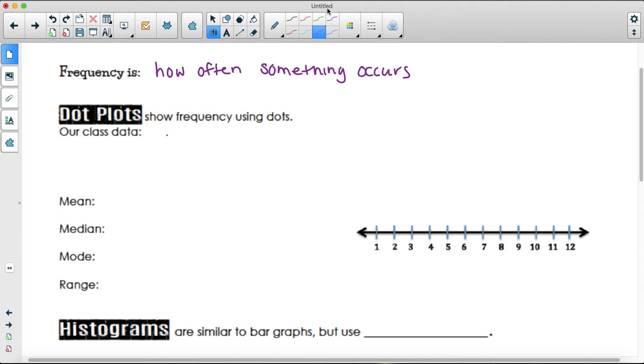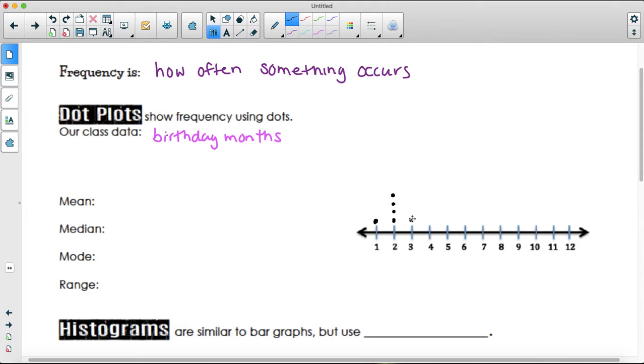So we're going to use some data. We're going to use birthday months. So we have January, February, March, April, May, June, July, August, September, October, November, December. If I use dots, I would use a dot on January. Then let's go with 1, 2, 3, 4 dots on February. That means I have 4 people who have a birthday in February.